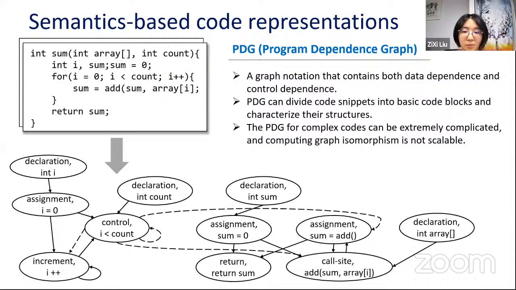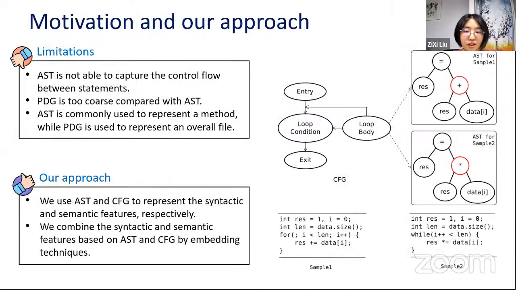Since it is so complicated, analyzing the PDG and semantics representation has limitations in large-scale procedures. In summary, existing approaches have limitations in detecting functional code clone. On the one hand, although AST can represent the abstract syntax of the source code, it is not able to capture the control flow between statements.